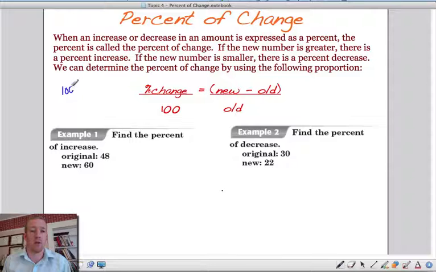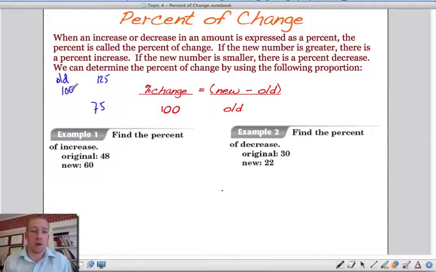If we have 100, this is our old number, or our original. A 25% increase would give us 125, right? That's a 25% change. A 25% decrease would be 100 minus 25, and that'd be 75. So that'd be a 25% decrease. Both of those are a 25% change, and you have to specify whether it's an increase or a decrease.